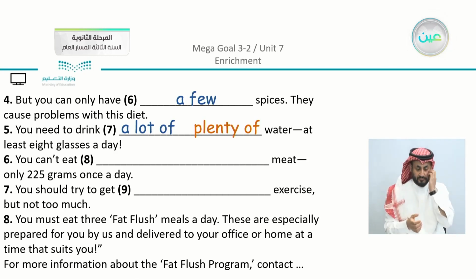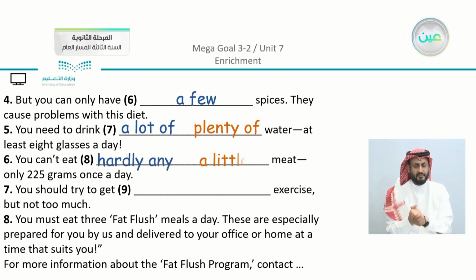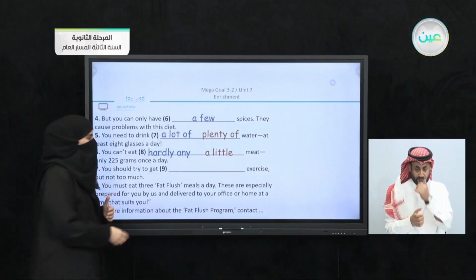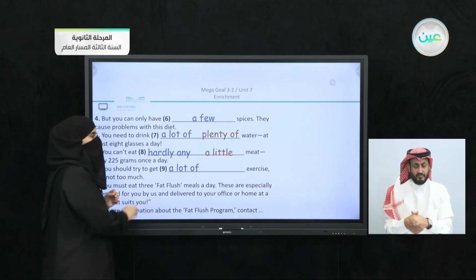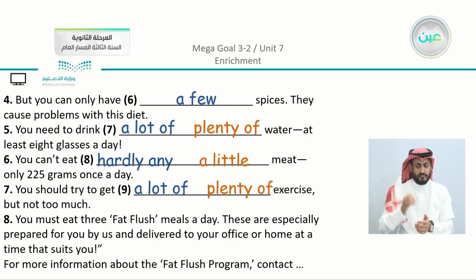Number 6, you can't eat blank meat, only 225 grams once a day. So you can see that we are giving just a little bit or hardly any, or we can say a little meat, not too much. After that, we have in number 7, you should try to get blank exercise, but not too much. So since we have here not too much, we can say either a lot of or plenty of exercise.